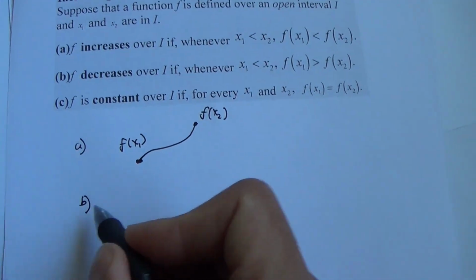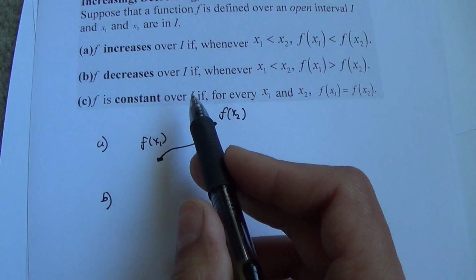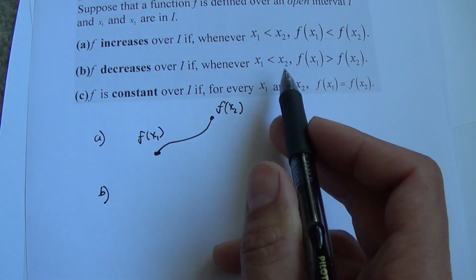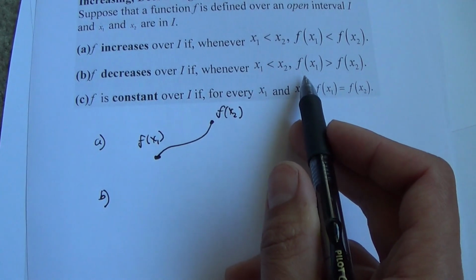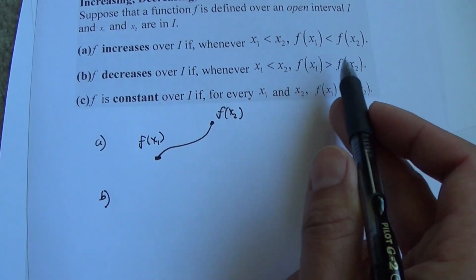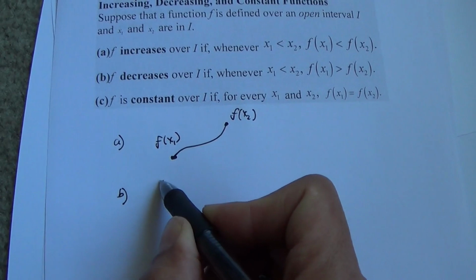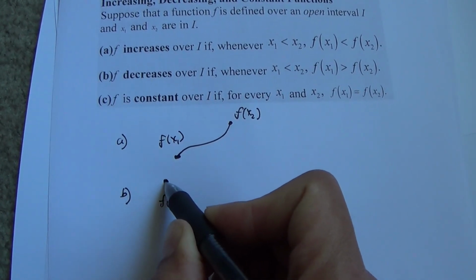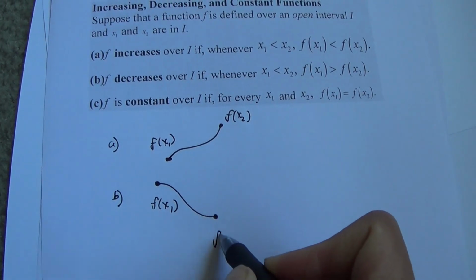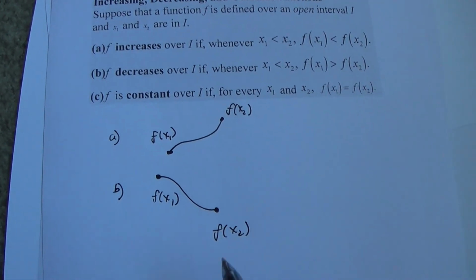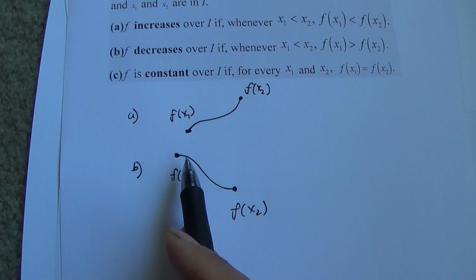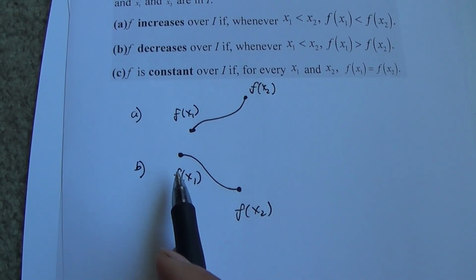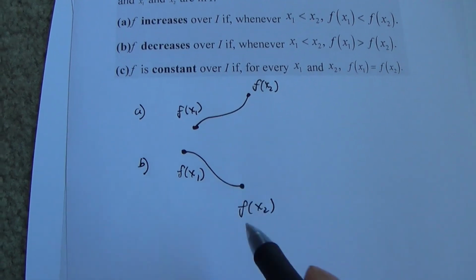In B, the function decreases if whenever x1 is less than x2, the function value is greater on the left than it is on the right. So here we have f of x1 is higher than f of x2. That would be a case where the function is decreasing. As you go from left to right, the function goes from high to low.